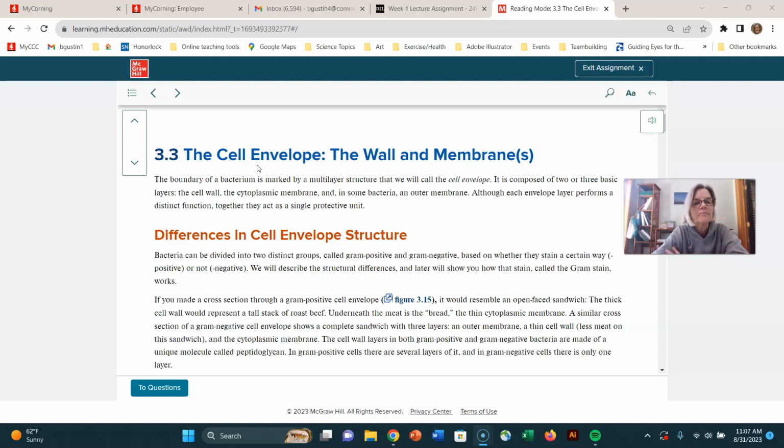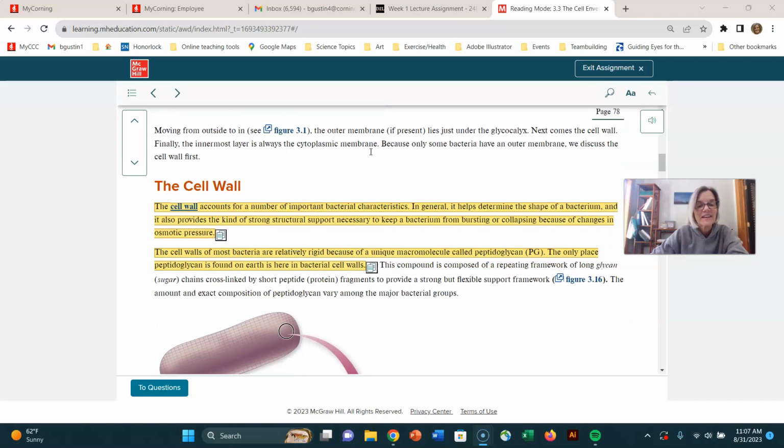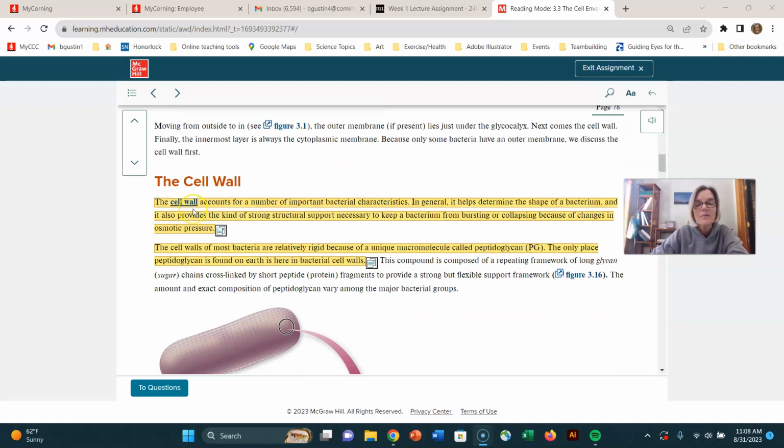Not all cells have a cell wall. In fact, human cells don't have a cell wall, but bacterial cells do, plant cells do, and we're going to expand on that in this lecture. I'm going to come back to this section, and I'm going to head down here and just talk about the concept of the cell wall. And what I just want to clarify is what's the importance of the bacterial cell wall.